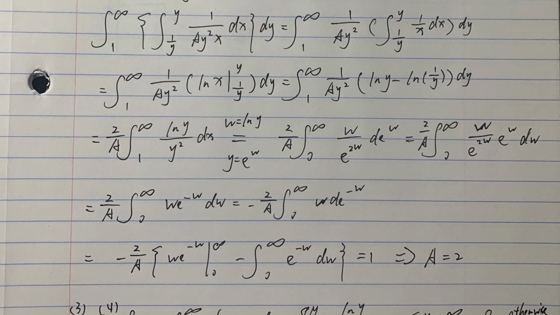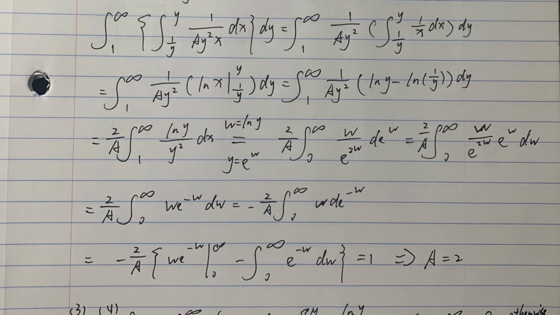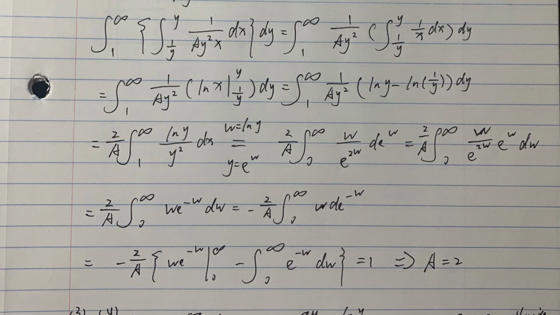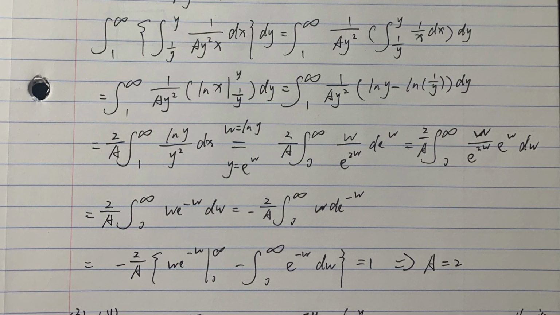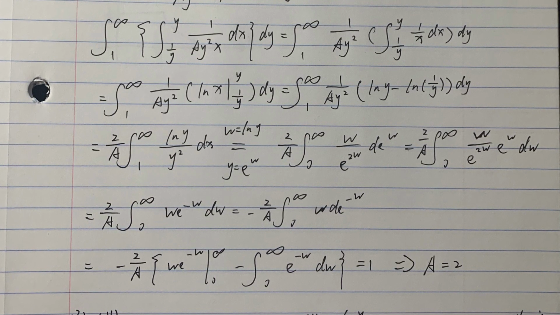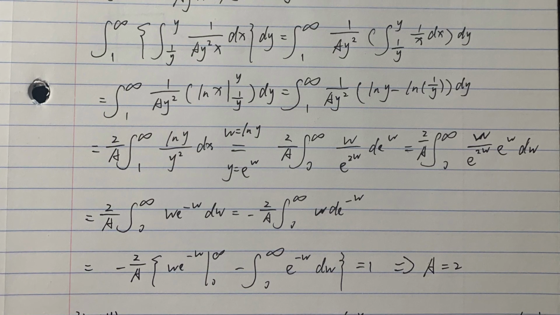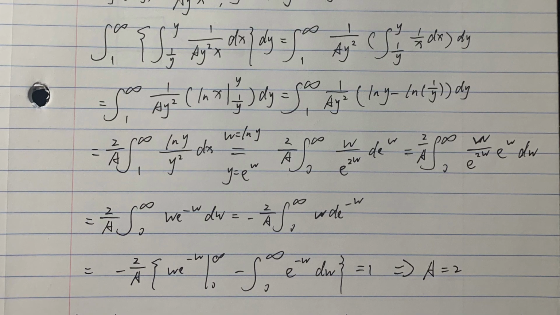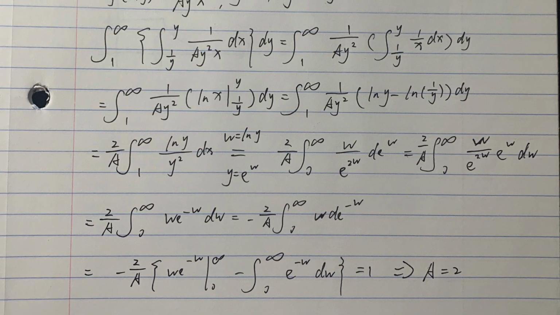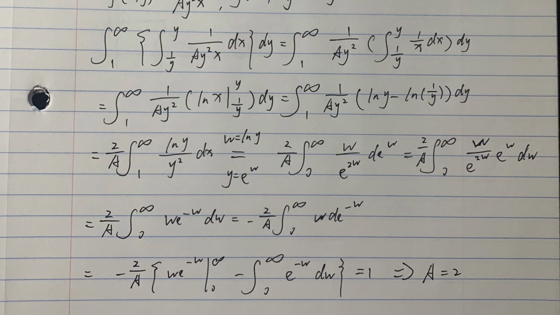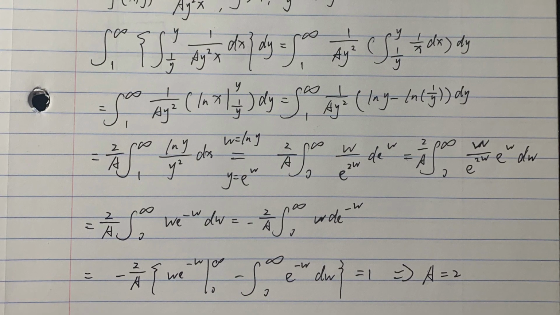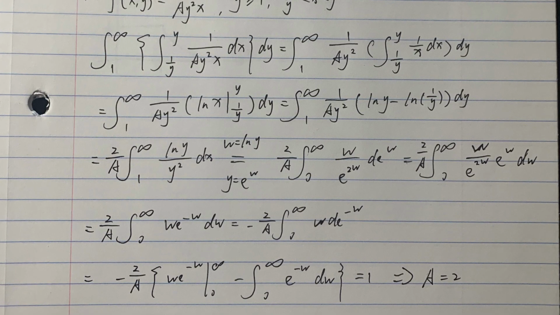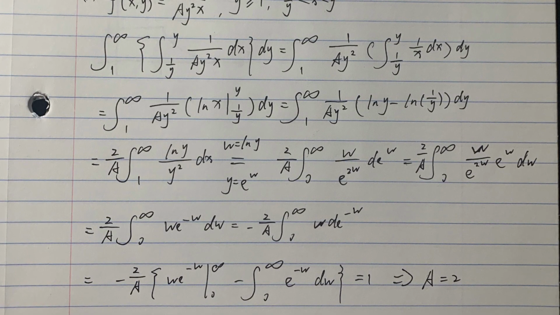2 over capital A multiplied by the integral from 0 to infinity of e to the power of negative w dw, and we can get negative 2 over capital A times the integral from 0 to infinity of w d(e to the power of negative w), and we can get capital A equals 2.